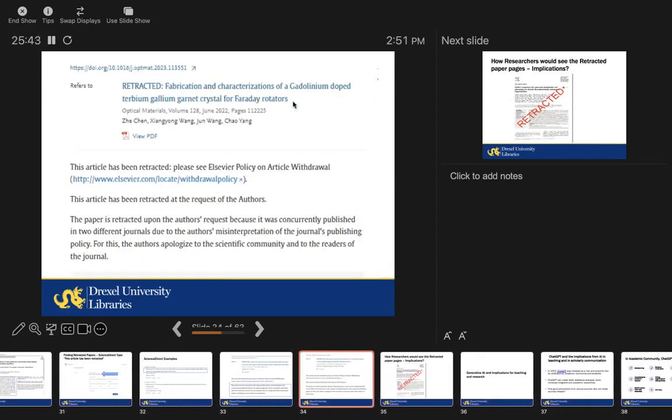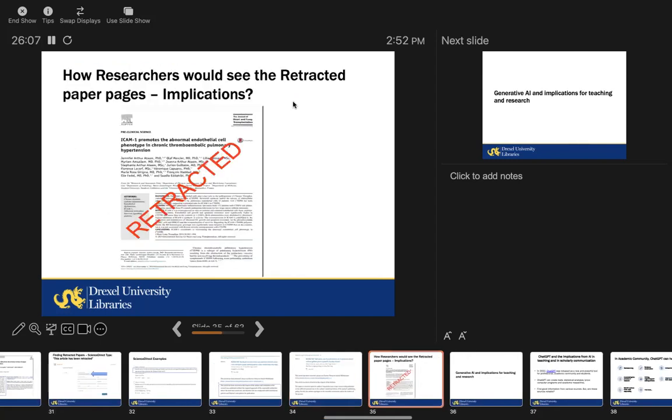And in this example, it says the paper is retracted at the author's request because it was concurrently published in two different journals due to the author's misinterpretation of the journal publishing policy. Many journals have policies that you cannot submit the same article to two different journals, and it was caught. So this article was retracted. Let's go to the next.